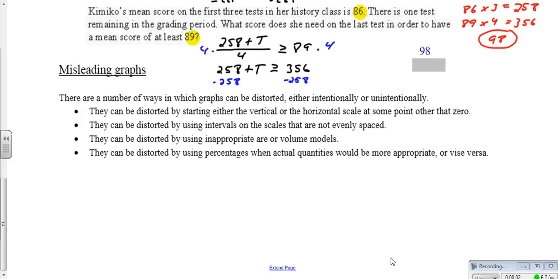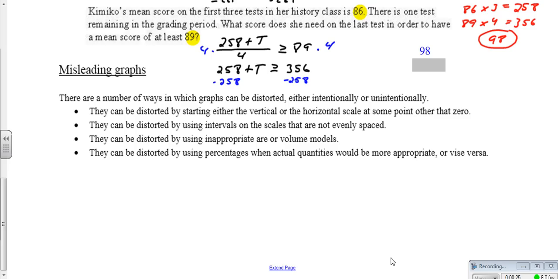Lesson 5.2 Part B, Misleading Graphs. There are a number of ways in which graphs can be distorted, either intentionally or unintentionally, and this is something the reader must be very observant of, because people want to get across their message and they can distort the data with a graph to make it look like their situation's better or their argument is best.